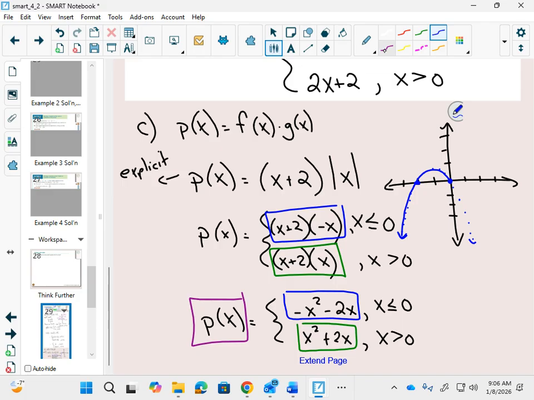I'm going to draw the green one. It's also a parabola. It also has the same x-intercepts, but it opens up. This would be the green parabola. Which part am I allowed to draw? Just the part that is bigger than 0. So my purple graph looks like this.